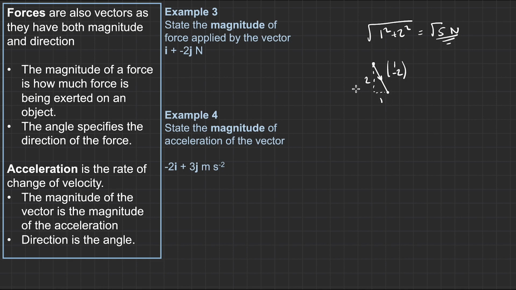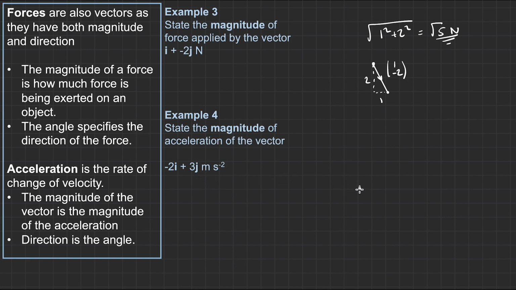So finally, in example 4, state the magnitude of the acceleration vector. An acceleration is the rate of change of velocity, where the magnitude of the vector is the magnitude of the acceleration, and again, direction is given by the angle. So do you want to try and work out the magnitude of this acceleration vector? You can pause the video, and when you come back, we'll go through the worked solution.